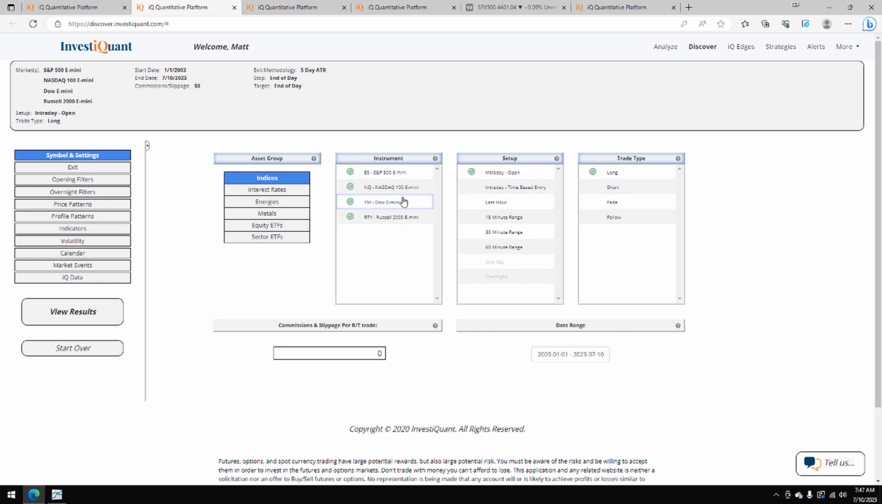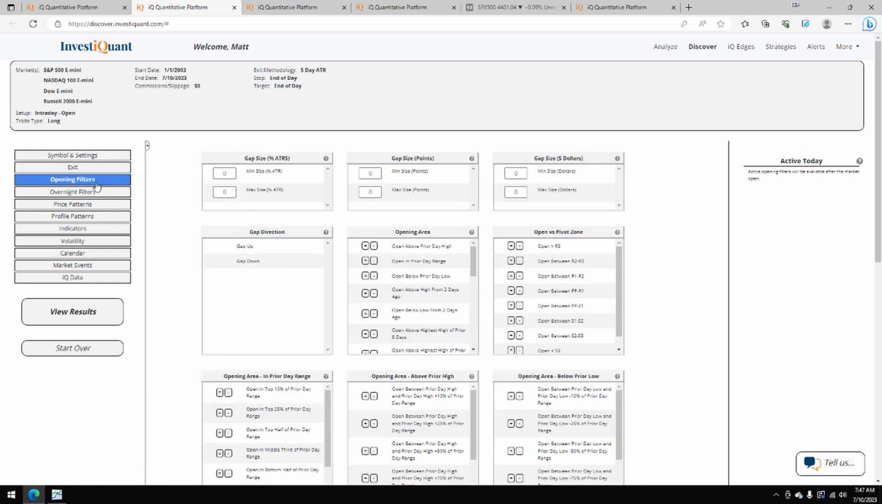We're going to use all four instruments. Our setup's based upon entering long at 9:30 a.m. Eastern Time, exiting at 4:15 p.m. Eastern Time. Now, currently, the overnight session is trading lower. I'm going to add that to the opening filters here by clicking on gap down.